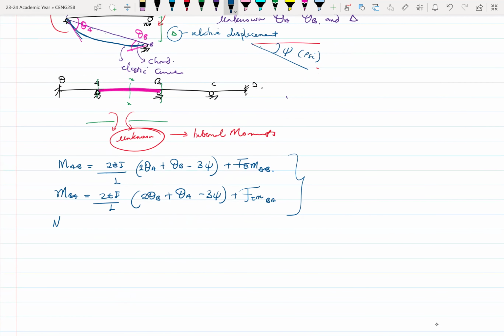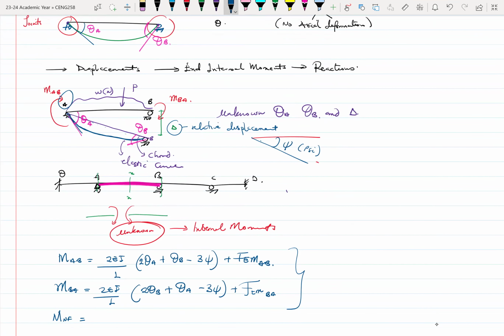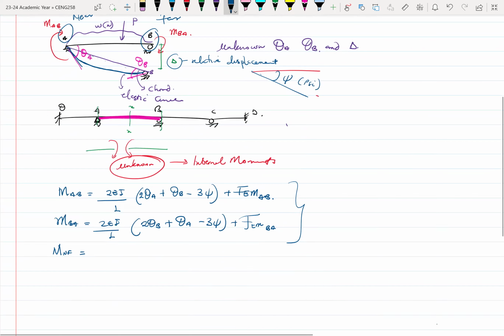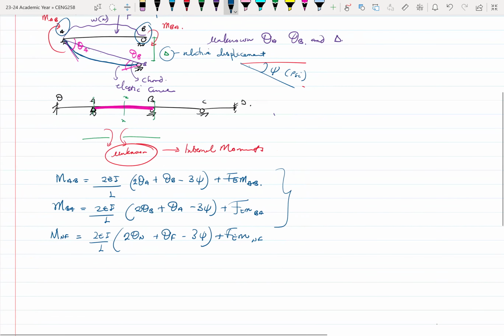In a more concise approach, I could call this end here the near end and this end over here the far end. So instead of AB, to generalize it, I can just say NF. It becomes MNF equals 2EI over L times 2 theta N plus theta F minus 3 psi, plus the fixed end moment NF. So, near and far. You can also write the same thing for the far end, where it becomes MFN, and so on.